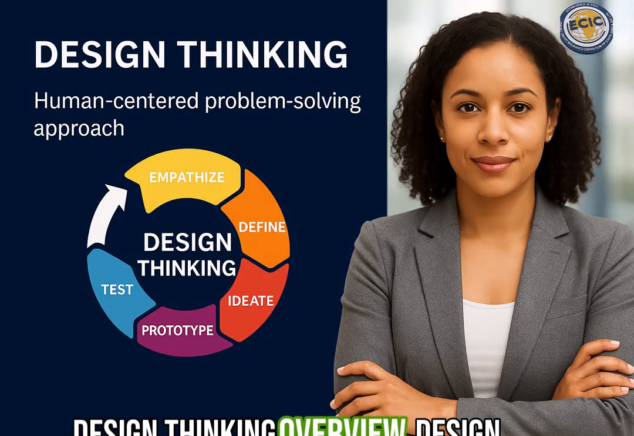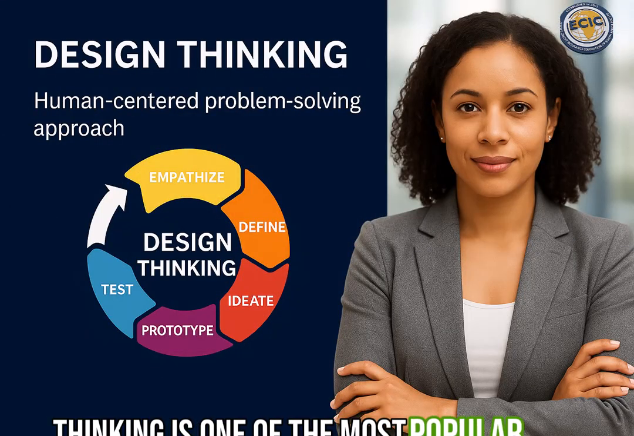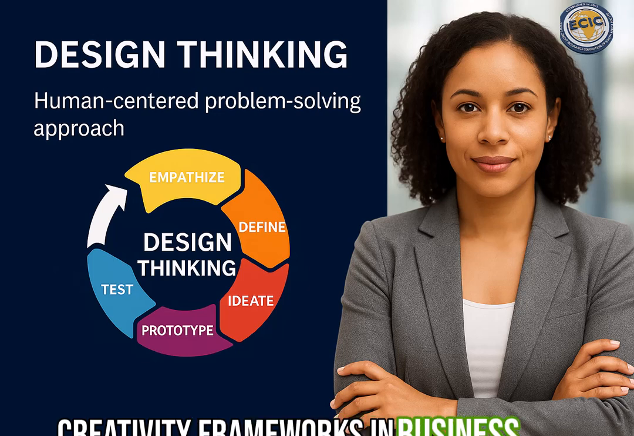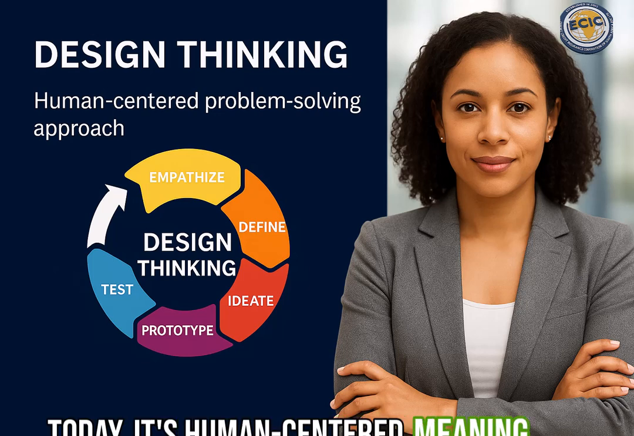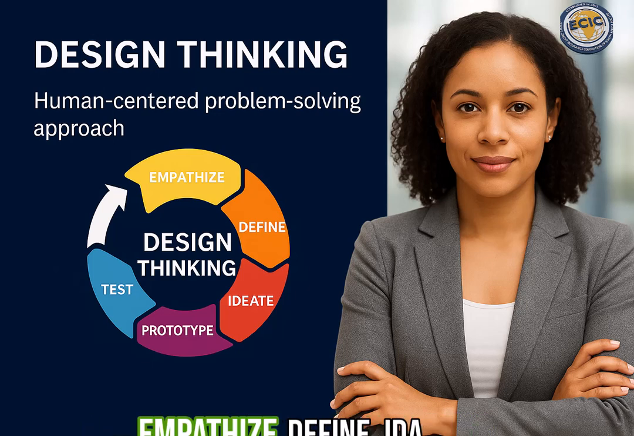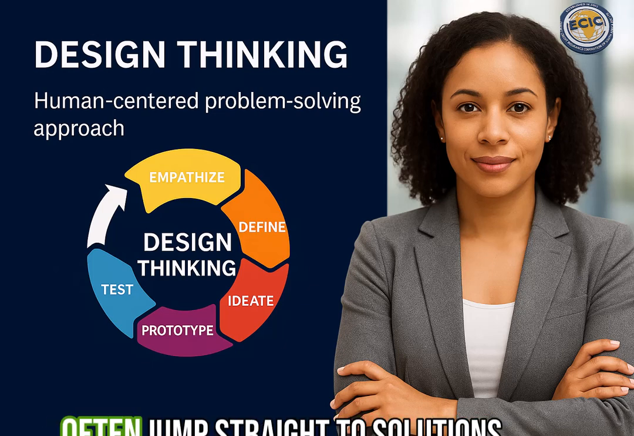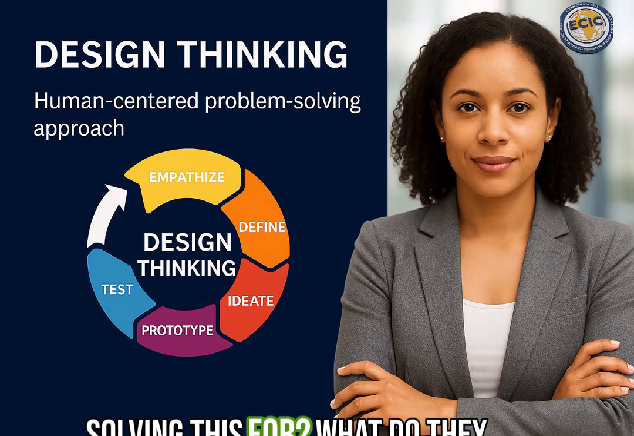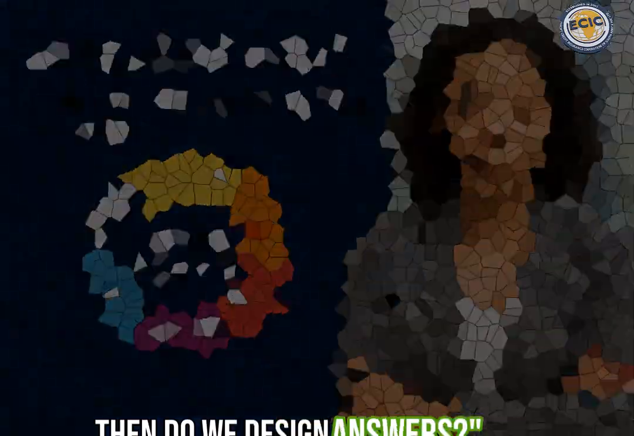Design thinking overview. Design thinking is one of the most popular creativity frameworks in business today. It's human-centered, meaning it starts with people and their needs, not with the product or process. The 5 stages are empathize, define, ideate, prototype, and test. Unlike traditional problem solving, which often jumps straight to solutions, design thinking asks, who are we solving this for? What do they actually struggle with? And only then do we design answers.